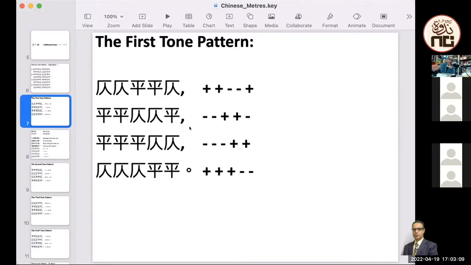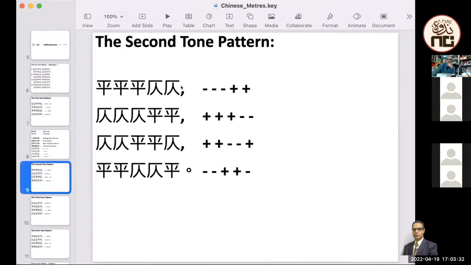So if we convert it into English rhythm, English meter, it will be A, B, C, B, because the first and the third don't rhyme. It's only the second and the fourth. The second one will be the same, A, B, C, B. Okay, but the third and the fourth tones have more.